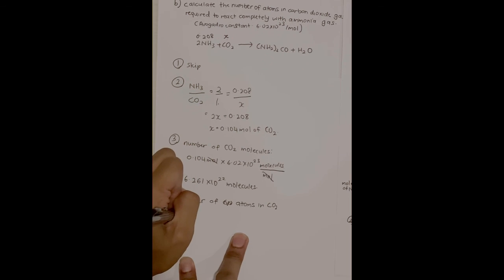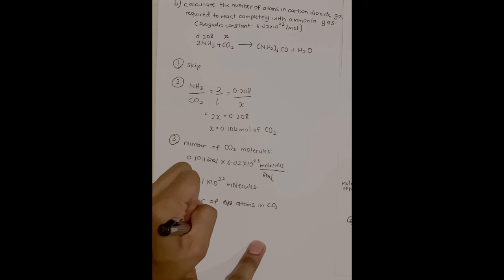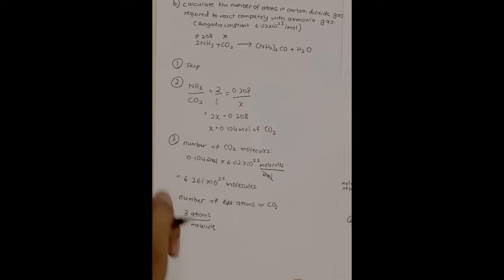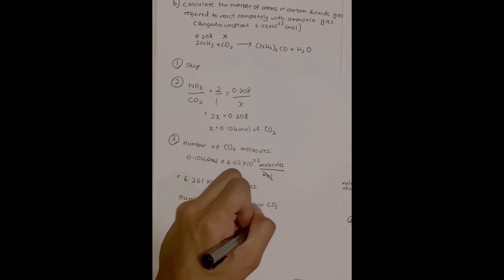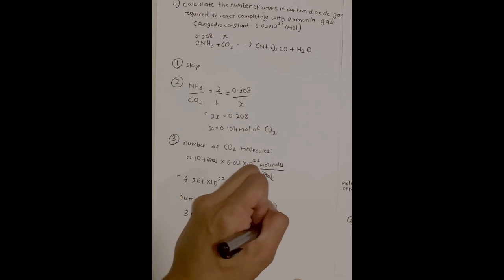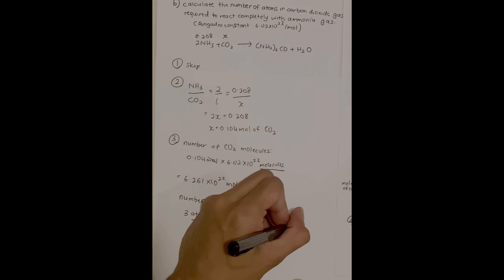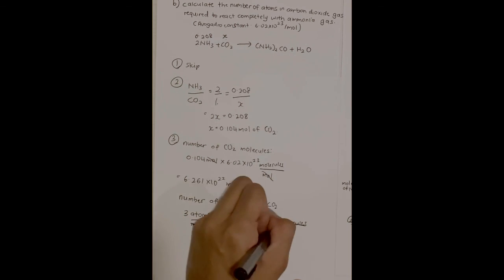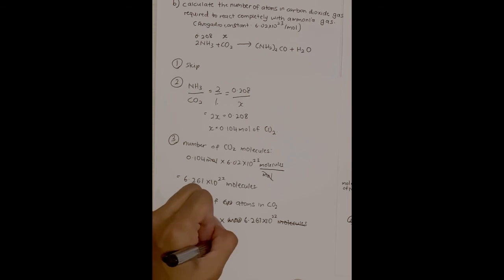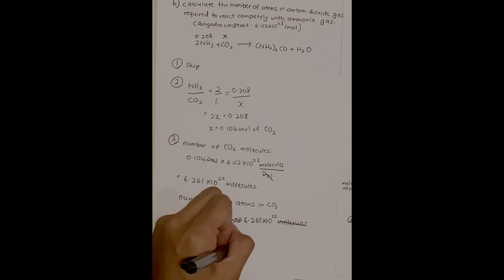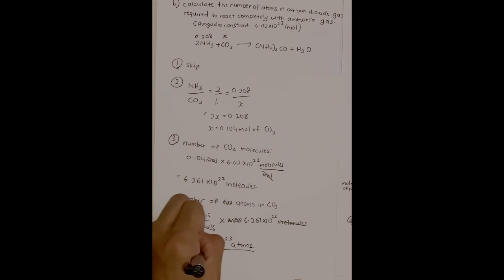So it's going to be 3 atoms per molecule times 6.261 times 10 to the power of 22 molecules. So how many atoms do you have? 1.878 times 10 to the power of 23 atoms. Solved.